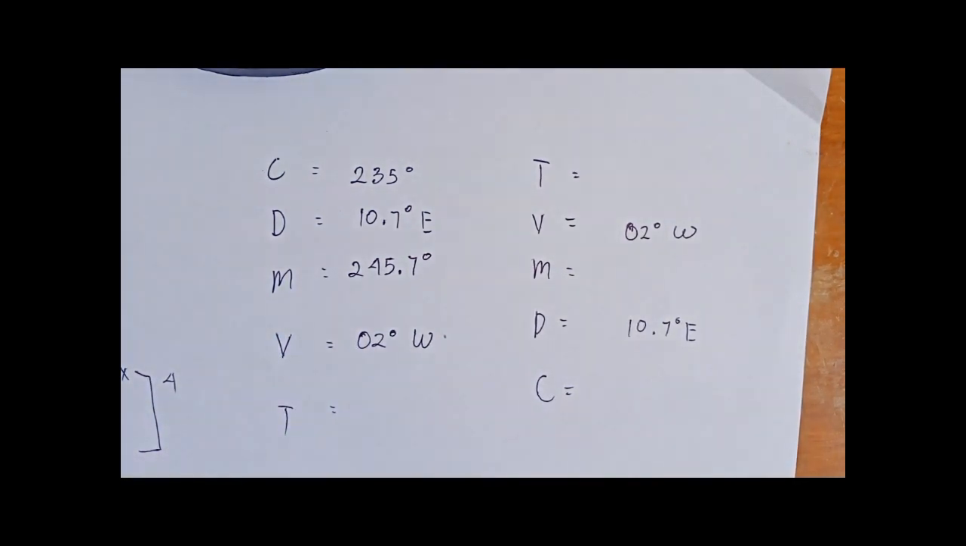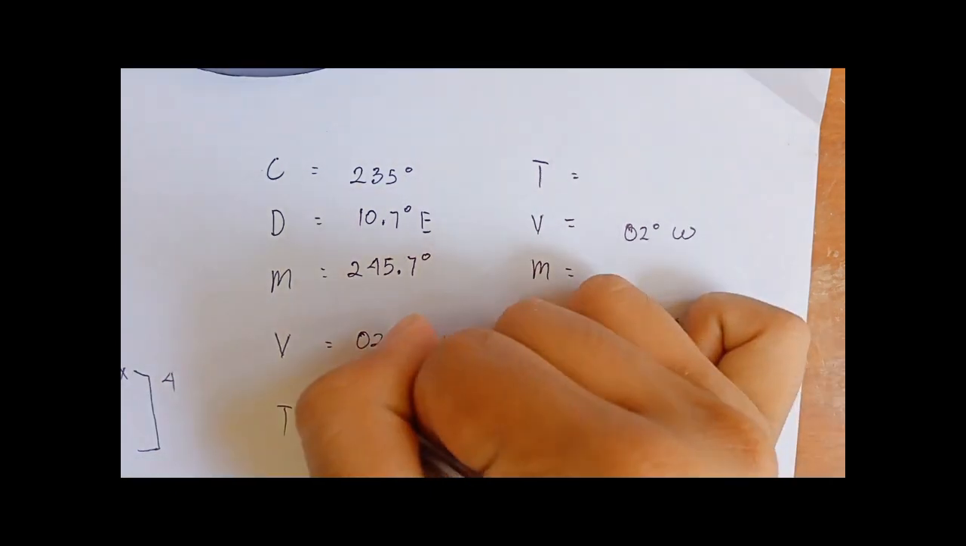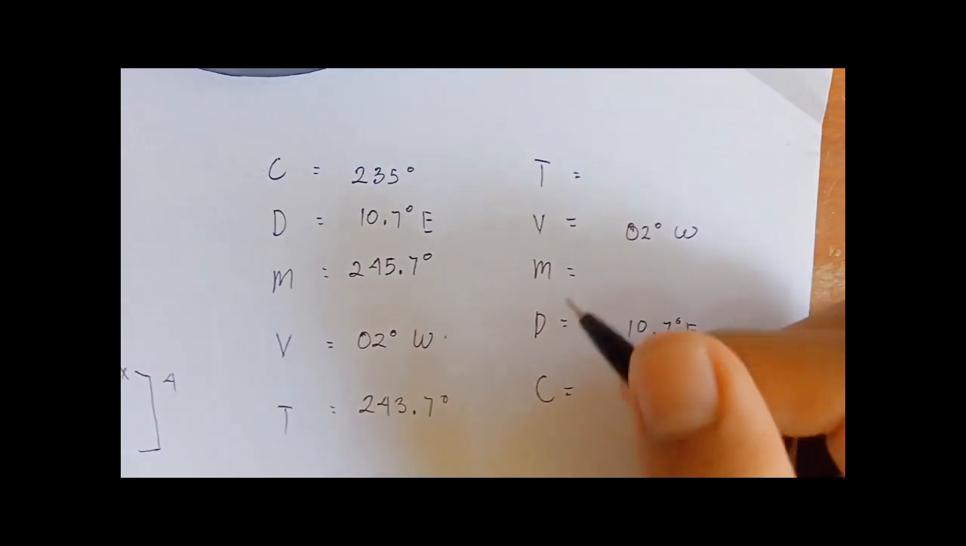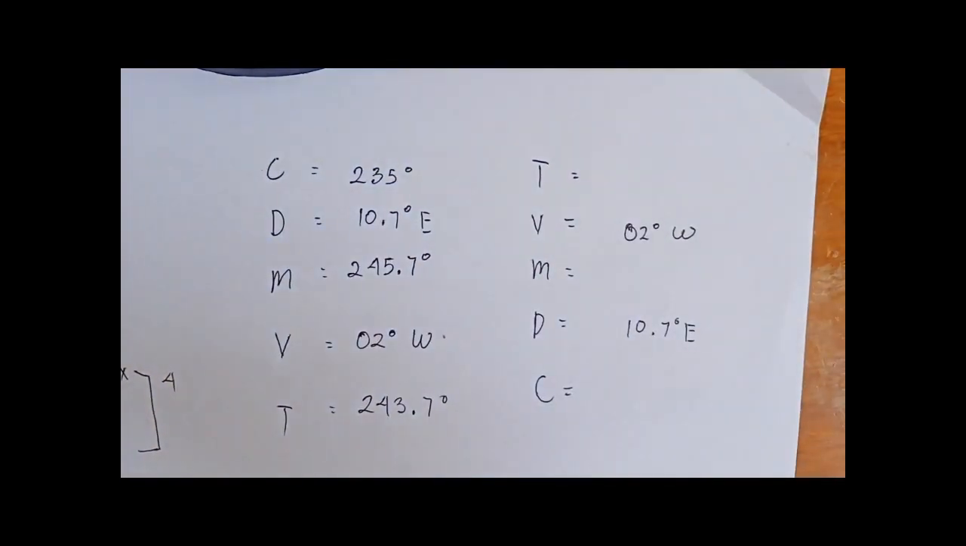Because of what is stated in the scenario, our variation is 2 degrees west. So 245.7 degrees minus 2 degrees west is equal to 243.7 degrees. So our true heading is 243.7 degrees.